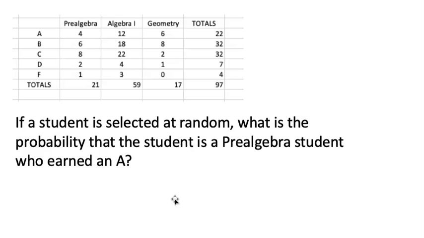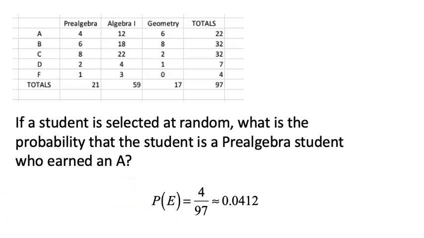Next up, I'm saying if a student is selected at random, what is the probability the student is a pre-algebra student who earned a grade of A? So this time I want the student to both be a pre-algebra student and an A student. And the only people that satisfy both of those conditions are the 4 people right here, pre-algebra and A. The number in our event is 4 out of how many total? Out of 97, which gives us a decimal approximation of 0.0412. So that's in essence how empirical probability works.